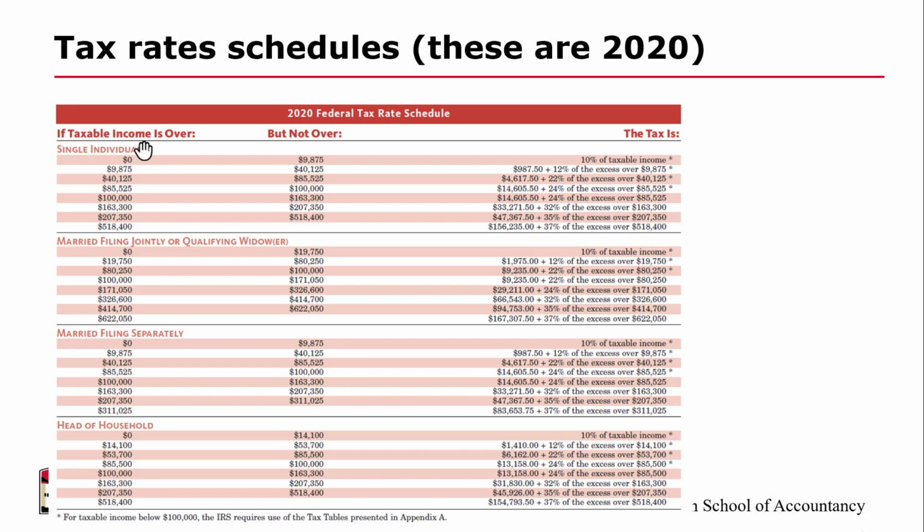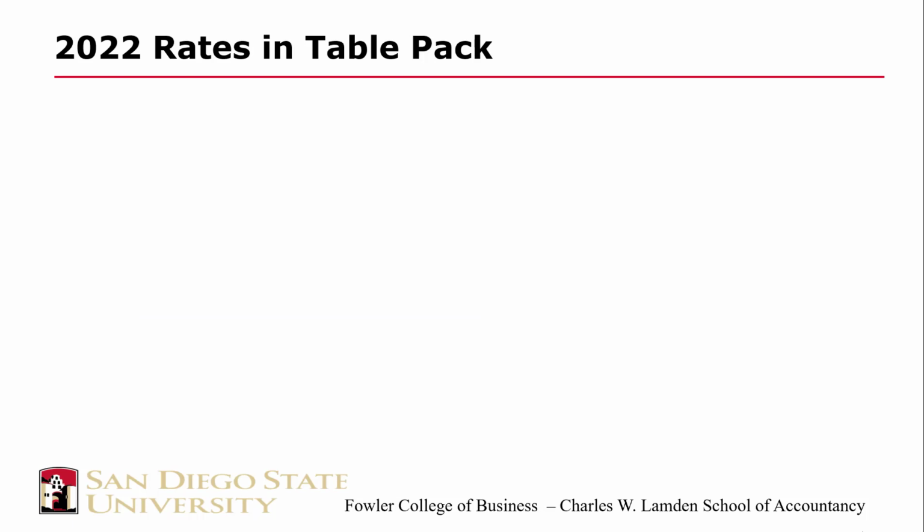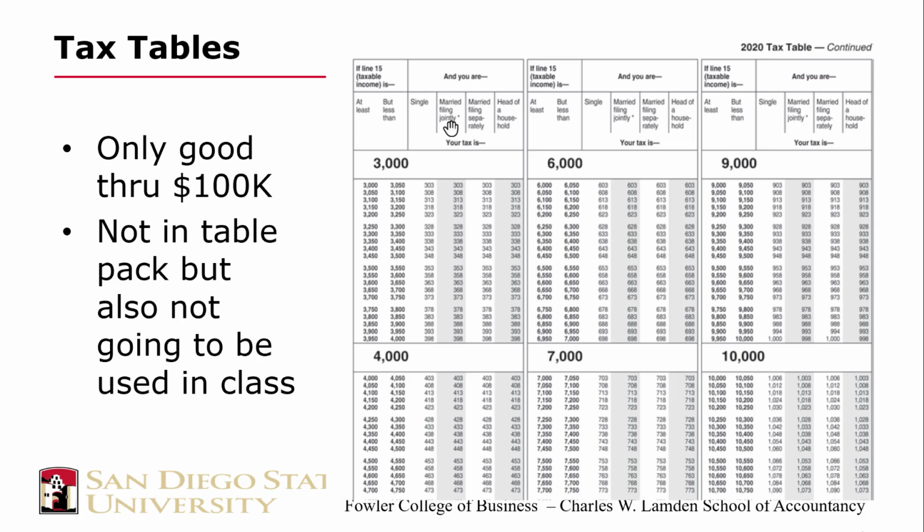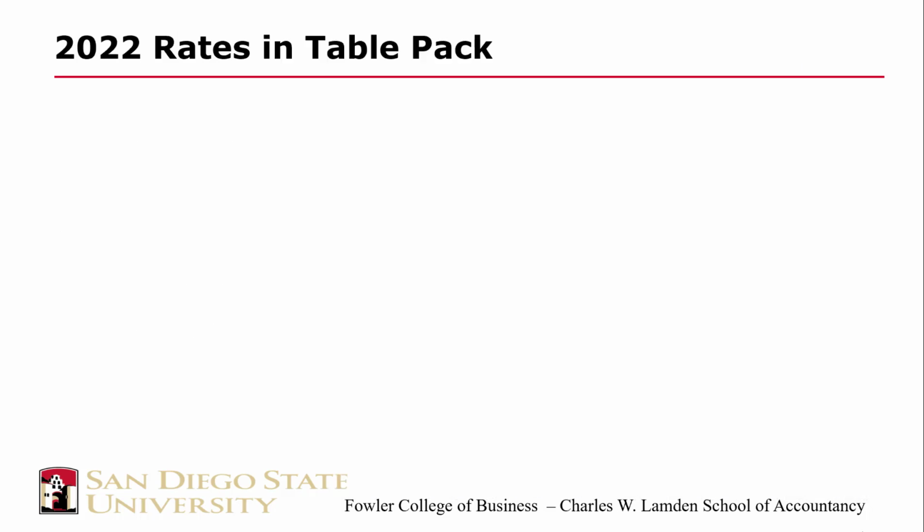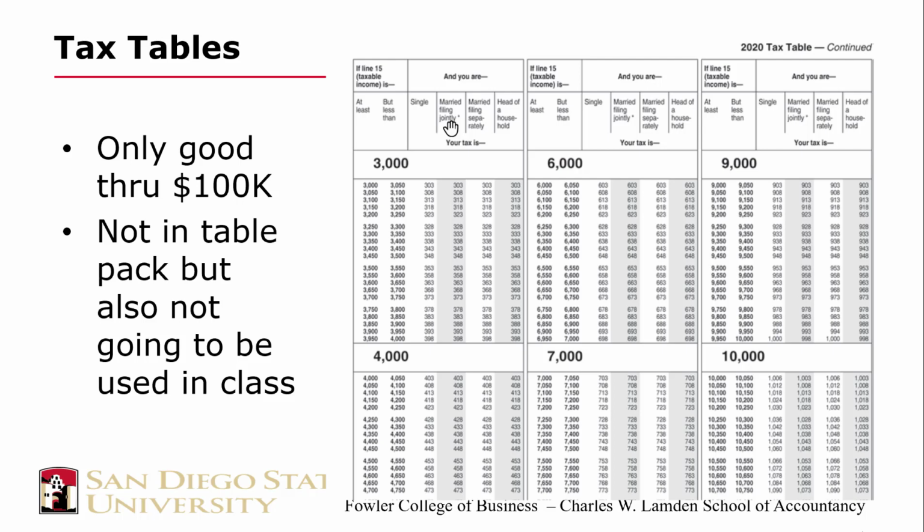And we are going to get to the definitions of those filing statuses in this video. Again, your 2022 rates are in your table pack. I'm not going to present those here. So all those rate schedules, the ones we just looked at for 2020, or for 2022 if you have your table pack handy, technically only apply if your taxable income is above $100,000. If your taxable income is below $100,000, then technically you're required to use what are called the tax tables.